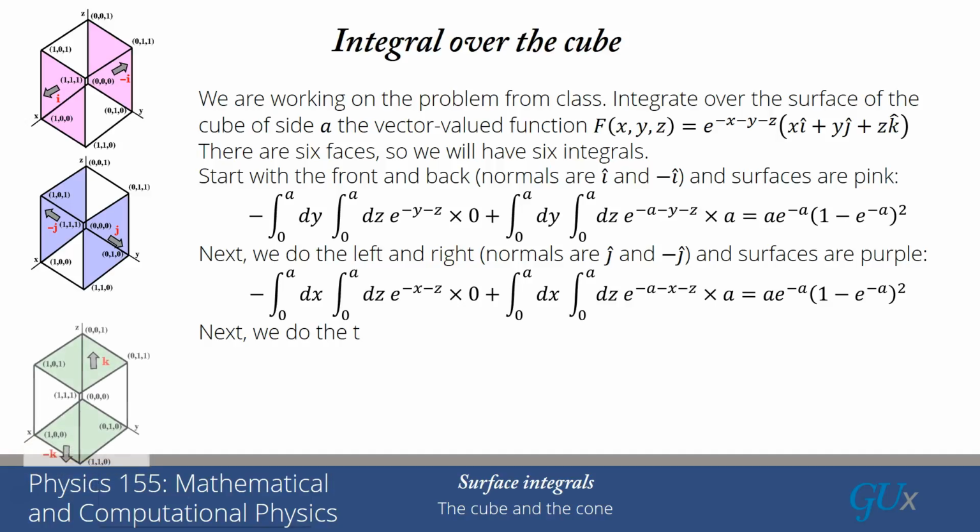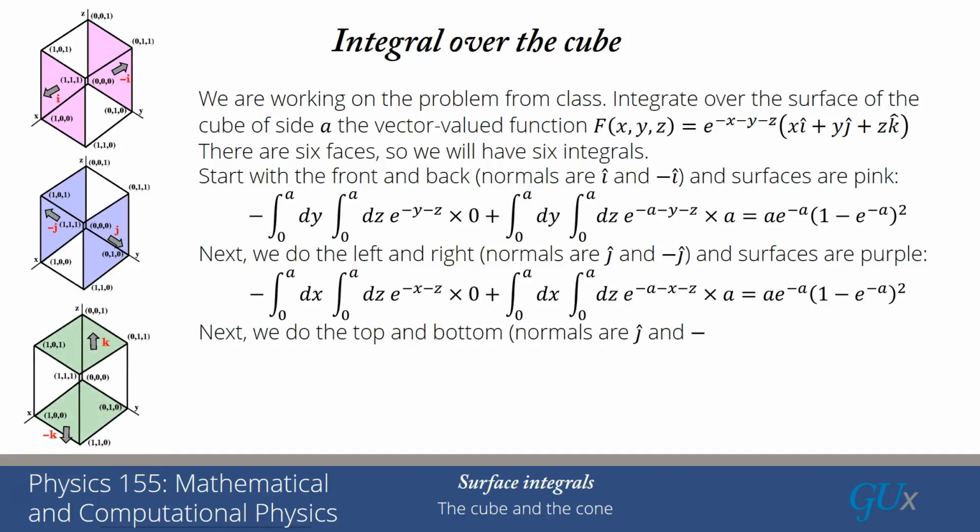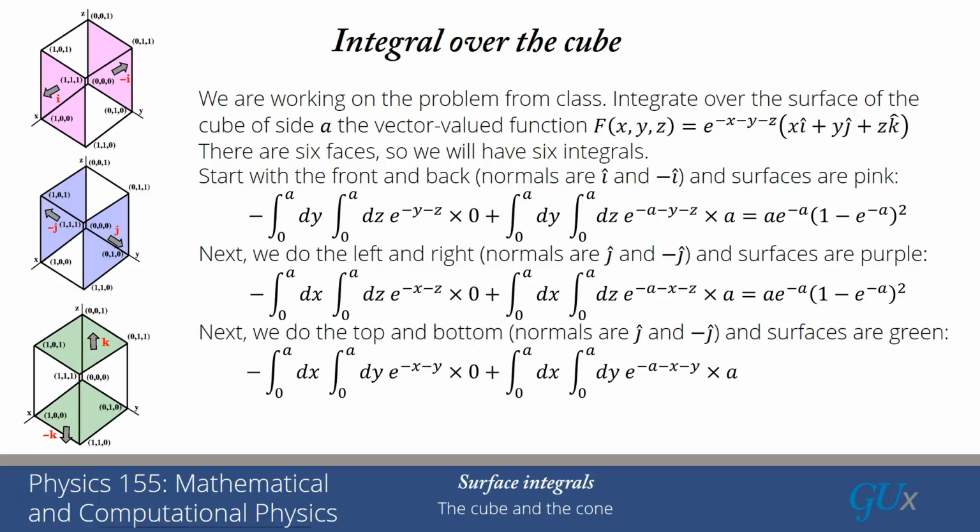Alright, we're nearly there. We still have the top and the bottom to do. Here the normals are k and minus k, I'm sorry, that's a small typo there, and the surfaces are in green. Once again, the bottom one is evaluated at z equals 0, so that's going to give a 0 result for the integral, and the top one is evaluated at z equals a, and lo and behold, it's exactly the same integral that we've been doing for the other 2 cases. When we evaluate it, we get a e to the minus a, 1 minus e to the minus a quantity squared. And when I add all 3 of those together, I get 3 times a e to the minus a, 1 minus e to the minus a quantity squared.